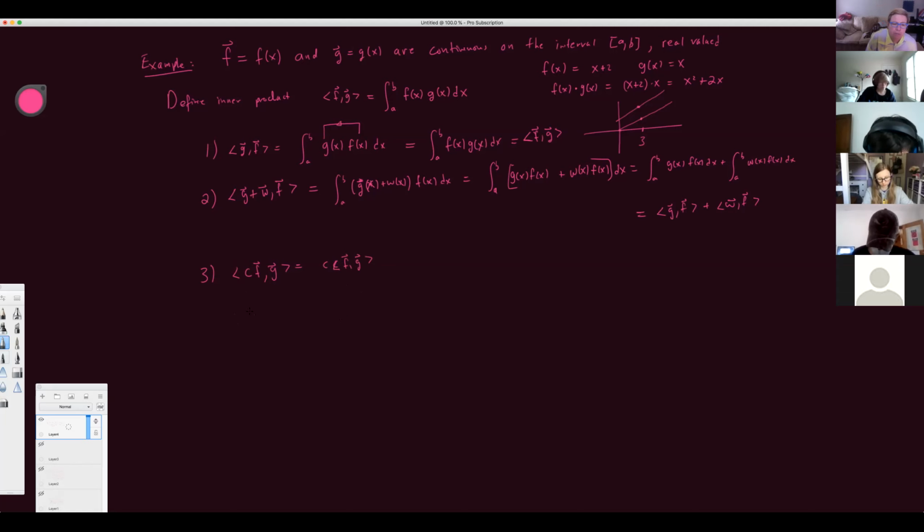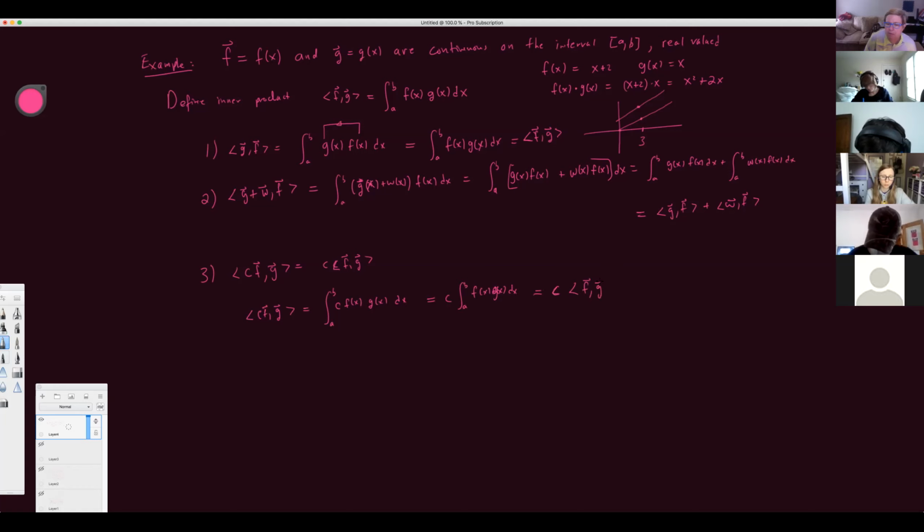So we're going to do the inner product of C times F with G. C is just some number. And so I have the integral from A to B of C F of X times G of X dx. Well, if C is a constant, because that's part of the axiom, a number like 3, I can just pull it out of the integral. And you have F of X G of X dx. And that's just C times the inner product of F and G.